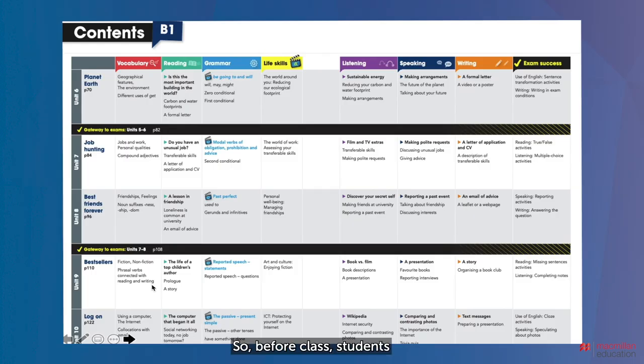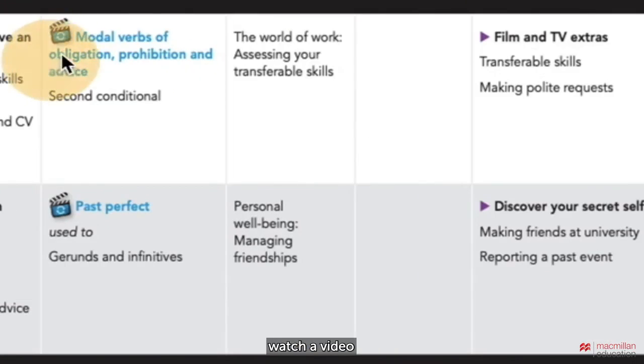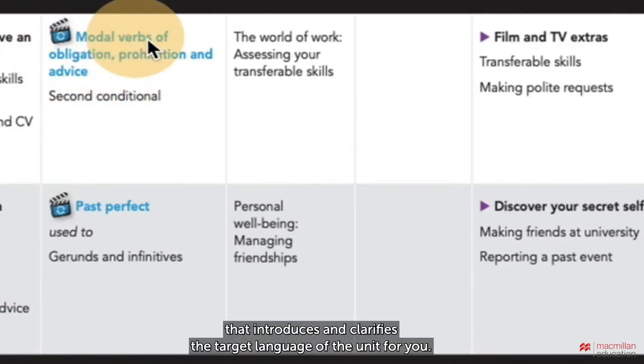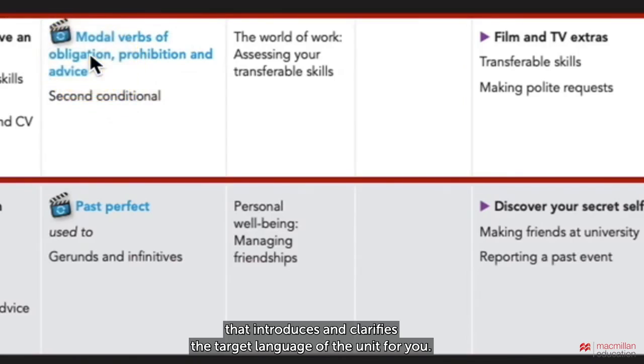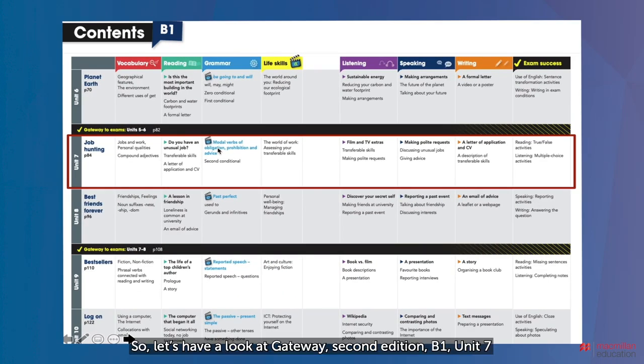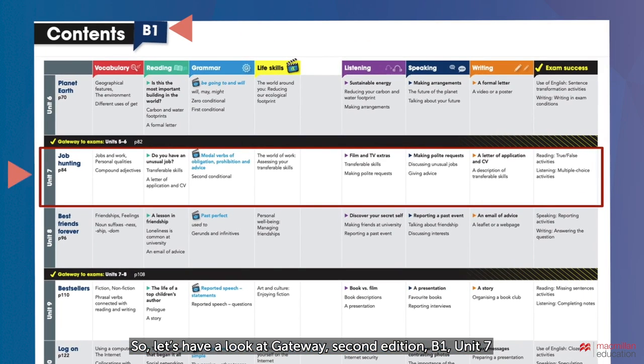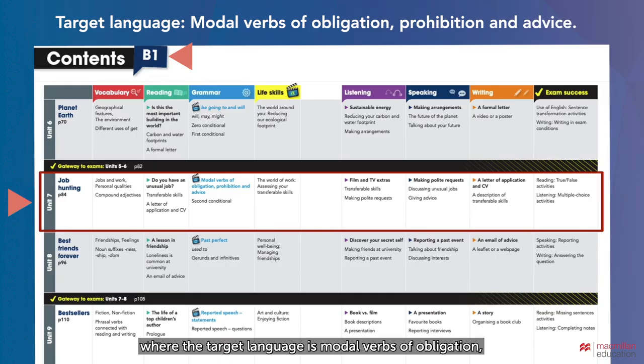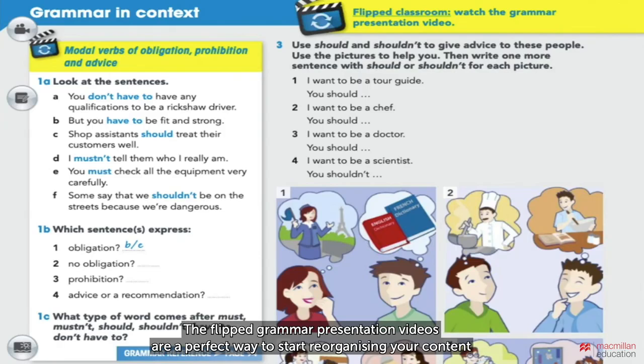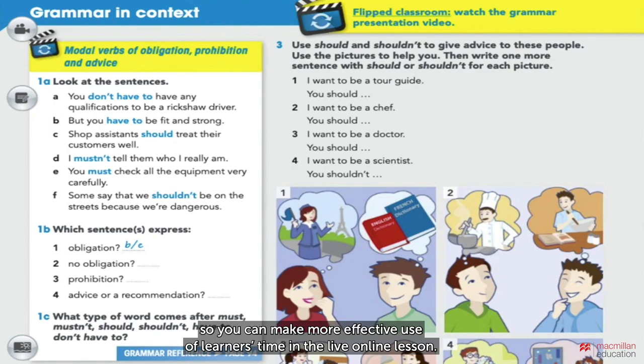So before class, students watch a video that introduces and clarifies the target language of the unit for you. So let's have a look at Gateway 2nd edition B1 Unit 7, where the target language is modal verbs of obligation, prohibition, and advice. The flipped classroom presentation videos are a perfect way to start reorganizing your content so you can make more effective use of learners' time in the live online lesson.